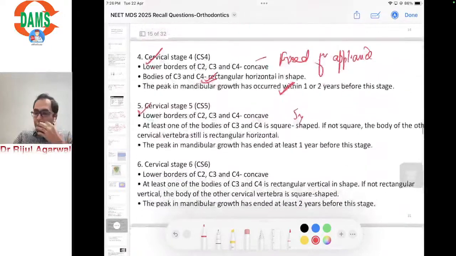Okay, after 4, that is 5-6, surgery is the only option. No myofunctional appliance correction can be done.